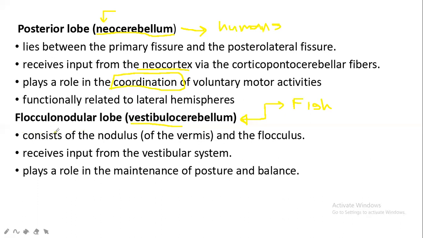So what is the function? It consists of the nodulus, of the vermis, and the flocculus part of the hemisphere. Hence, it's called the flocculonodular lobe, like I've shown you in the previous slide. It receives input from the vestibular nuclei, as well as from the vestibular apparatus of the internal ear. It plays a role in the maintenance of posture and balance as well.